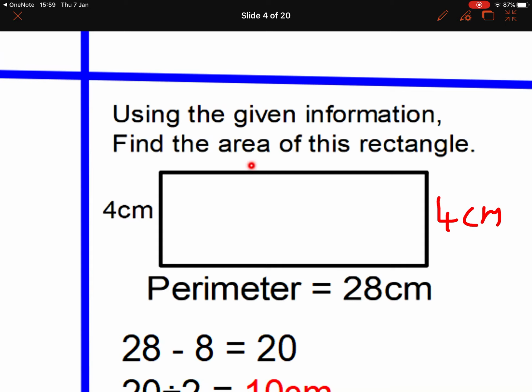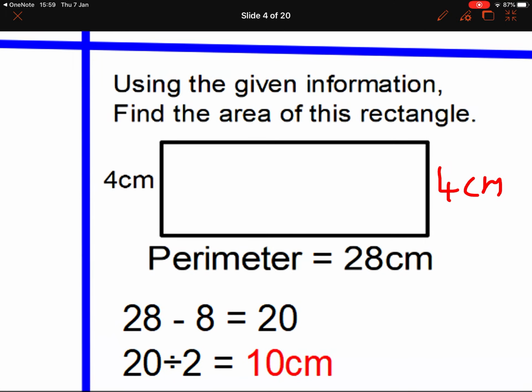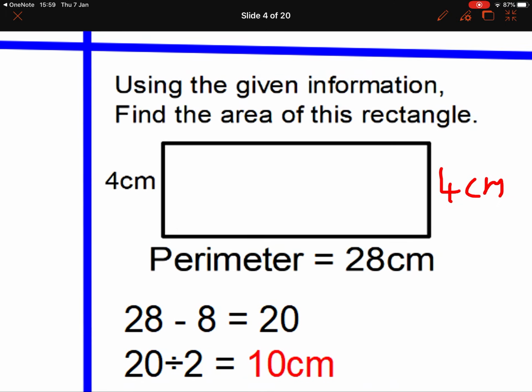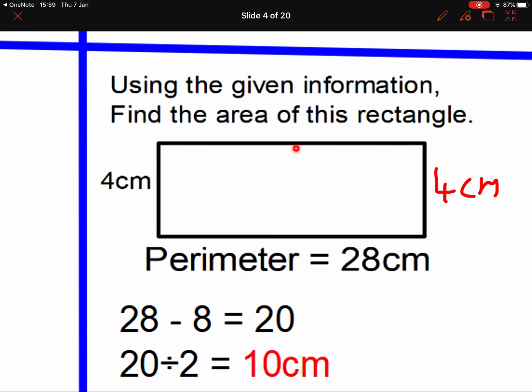So I need to find the length of this side and this side, okay? Now to do that, what I've done is I've added 4 and 4 together to make 8. I've subtracted it from 28 because that's the perimeter. So opposite sides now should add up to 20, okay? So I halve 20 to get 10, so therefore this side is 10 and this side is 10, okay?